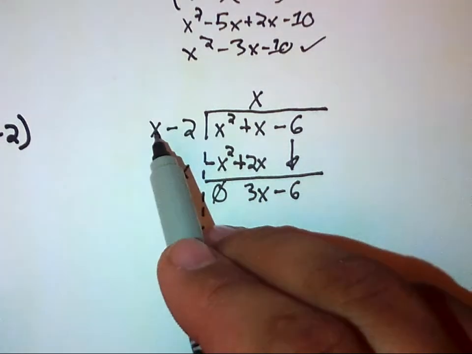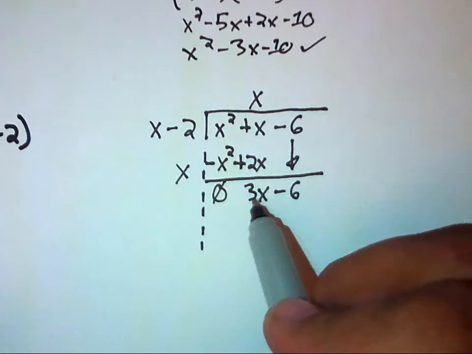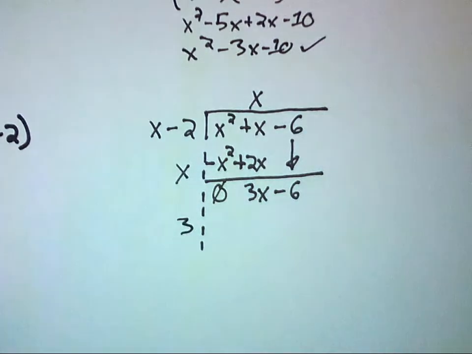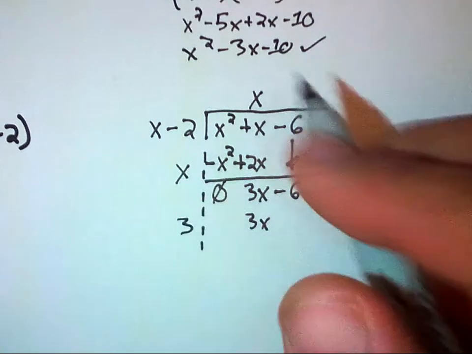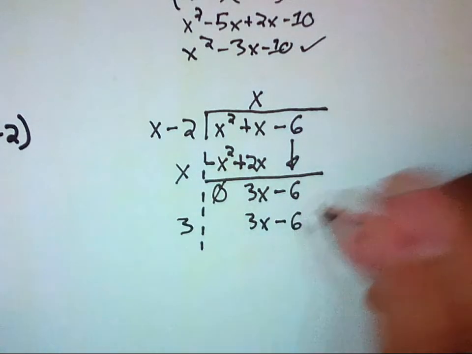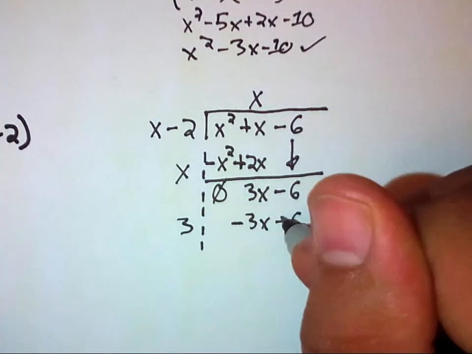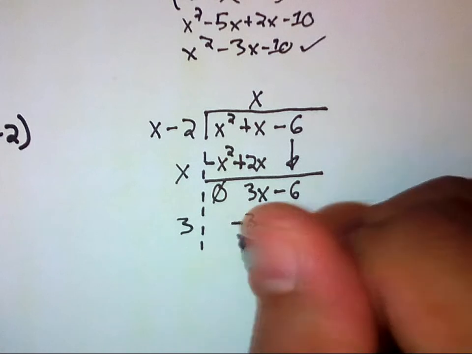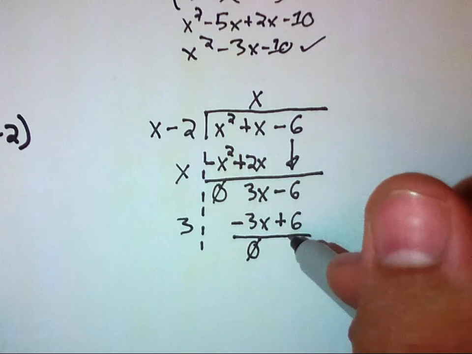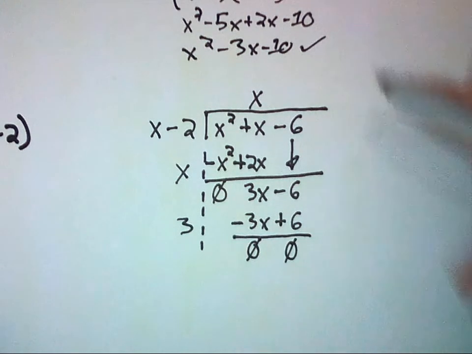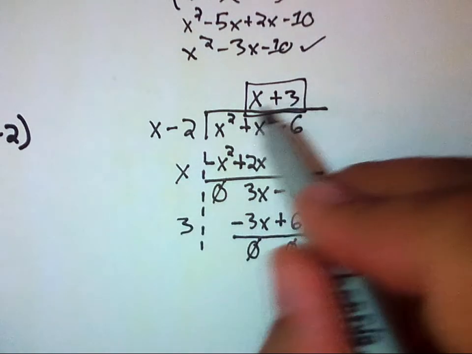Well, I don't have to multiply by x because x and x were good. But I need to multiply 1 by something so that it's 3. And it turns out I'm going to multiply by 3. 3 times x is 3x. And negative 2 times 3 is negative 6. But again, we are subtracting. So this is really minus 3x and minus negative 6, which becomes positive. So 3x minus 3x becomes a 0. And negative 6 plus 6 also becomes a 0. There's nothing else to bring down, so we get our answer of x plus 3.